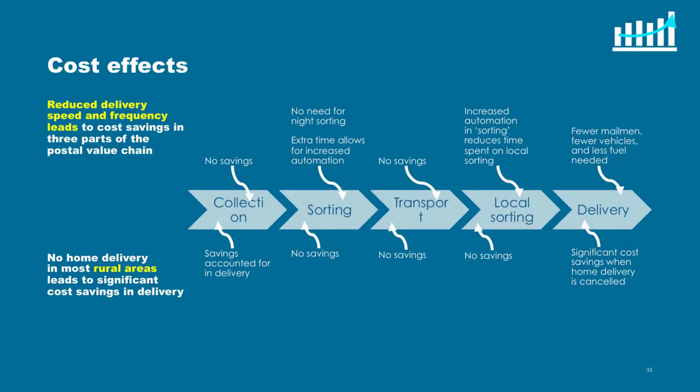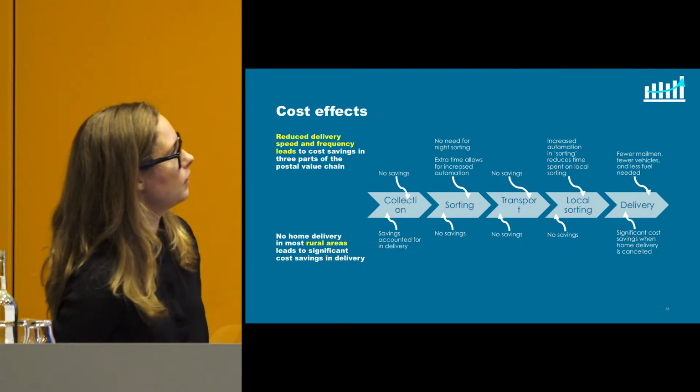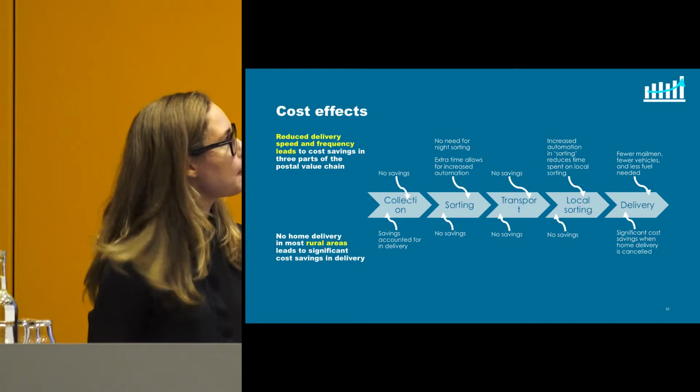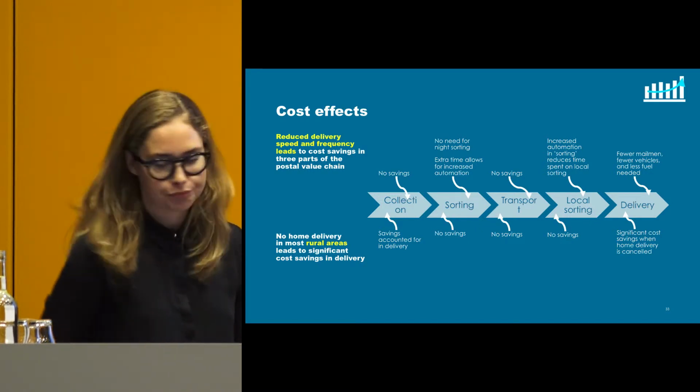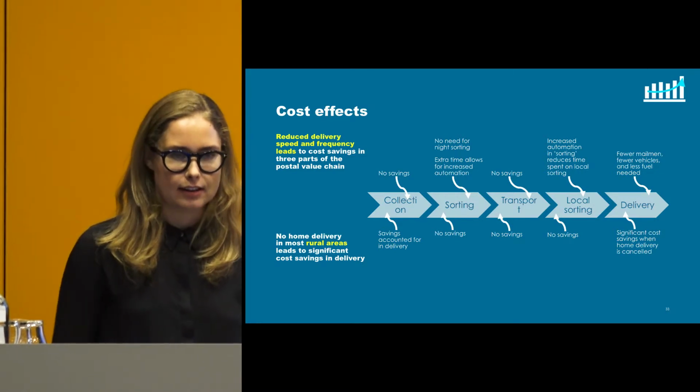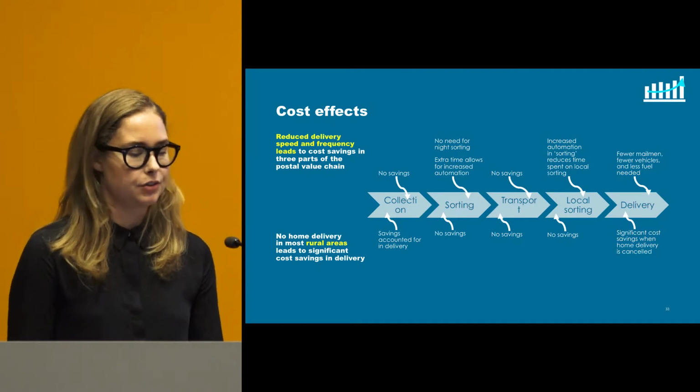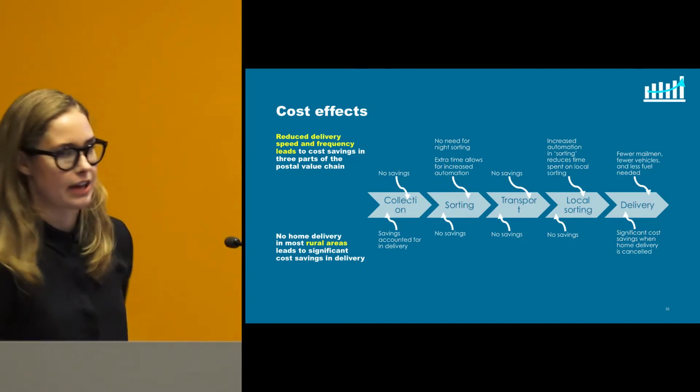Starting with the cost effects, I've put together the effect of reduced delivery speed and frequency. This leads to cost savings in 3 parts of the postal value chain. We do not see any effects in the collection or the transport. This would continue as ordinary. We would see a change in sorting, because when we go from D+1 to D+3, we don't need to do night sorting, so we don't need anyone working there overnight. The extra time also allows for increased automation, so we'll save some money there. This also has effects later in the value chain, in the local sorting, because the increased automation in the central sorting reduces the time they have to spend on local sorting as well.